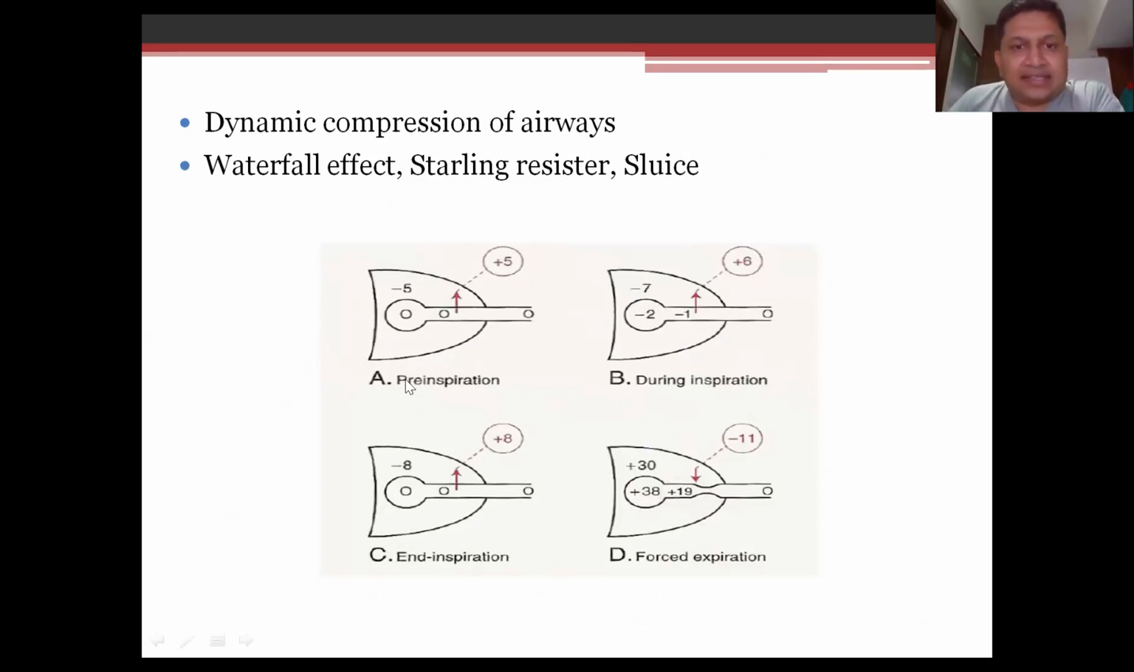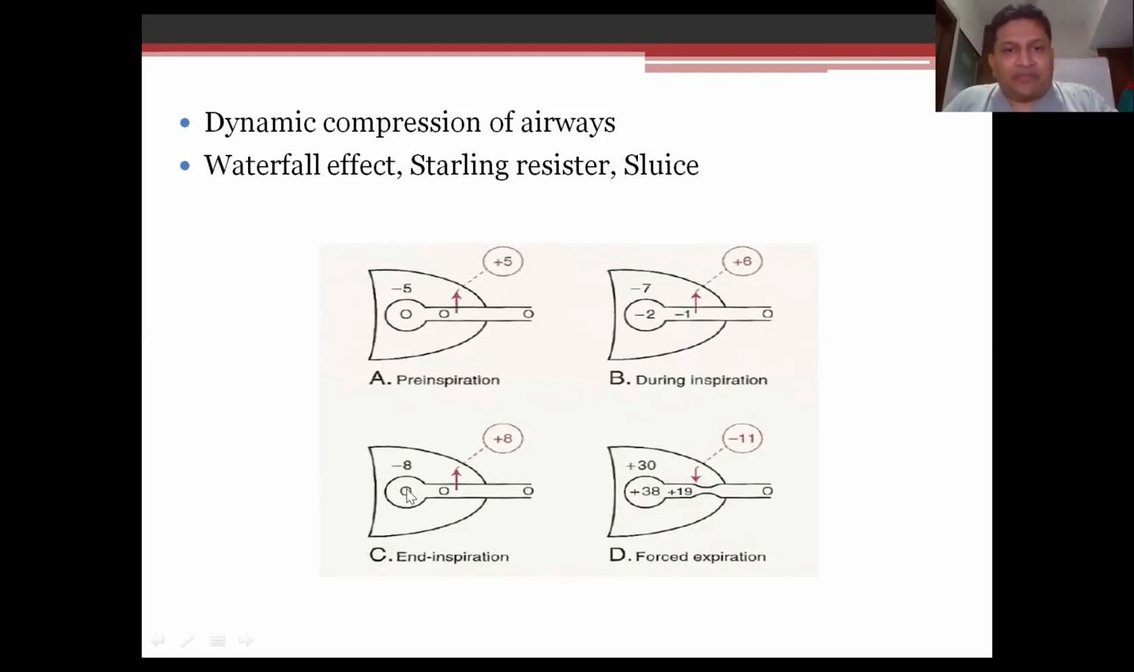Again, we can see that just when expiration stops, just before inspiration, there is equilibrium. In the alveoli and the mouth there is 0, 0, 0 pressure, and the transpulmonary pressure is +5 because the intrapleural pressure is -5. When the diaphragm contracts, there is a -2 mm of Hg, more negative. So intrapleural becomes -7, intra-alveolar becomes -2. So from 0 to -2, there is a flow.